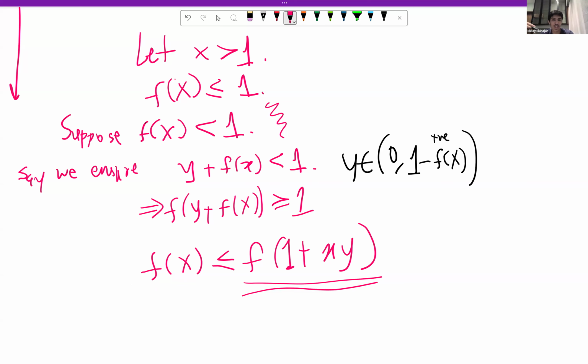But we cannot do that always because we already have a constraint on y. Why can't we just put y to be a very large value? We can make x huge.